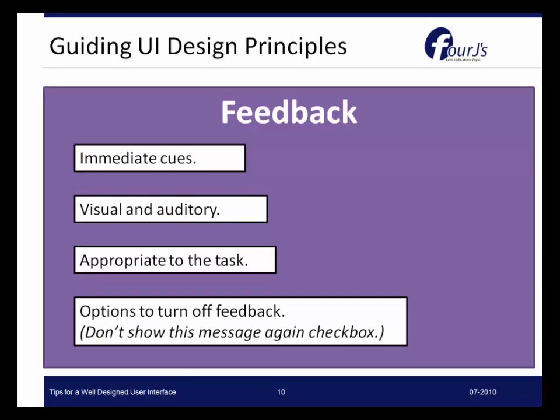Another design principle that's important is feedback. Provide immediate cues to what might be going wrong or what might be going right. For example, a status on how far through the form they are can be very helpful. You can provide both visual and auditory feedback, so both sight and sound. Be careful with auditory feedback that it doesn't become annoying. Make sure the feedback is appropriate to the task, and give the user the option to turn off feedback.